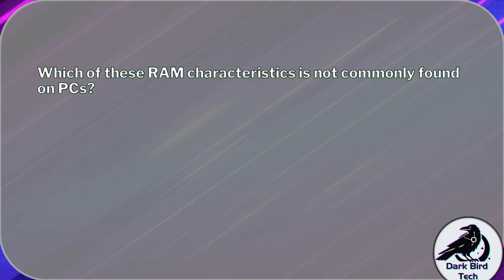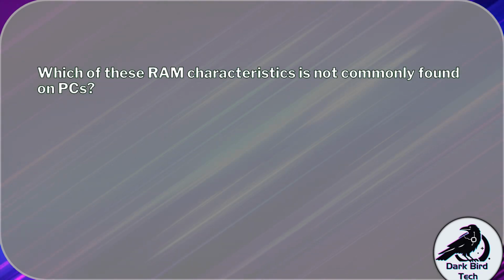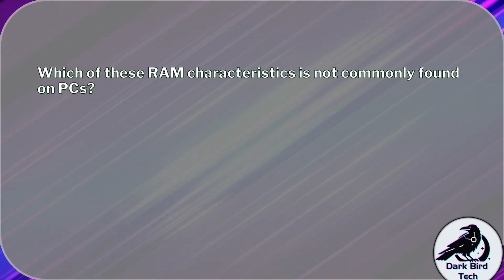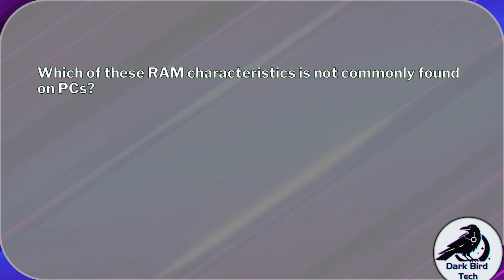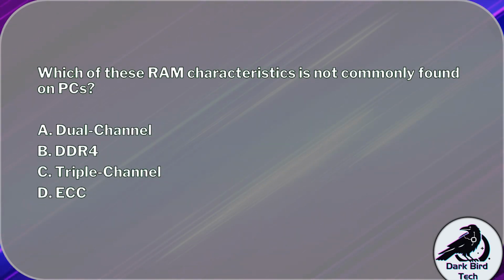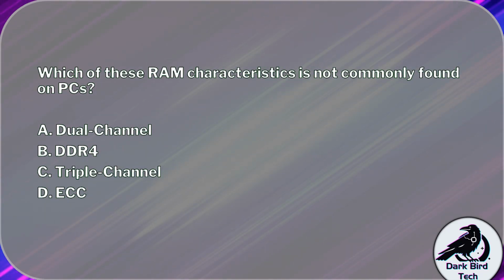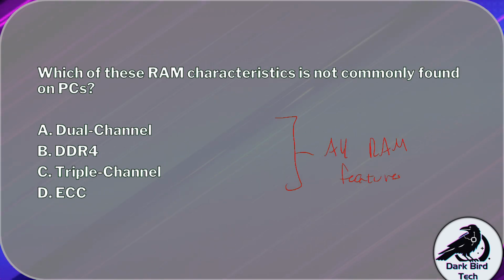Next up, which of these RAM characteristics is not commonly found on PCs? I'll give you a chance to think about it. Pause if you want to. But our options are dual channel, DDR4, triple channel, and ECC. Now, all of these are RAM features, so it's going to be kind of difficult to eliminate them. But they said PCs, so this would mean desktops and laptops.